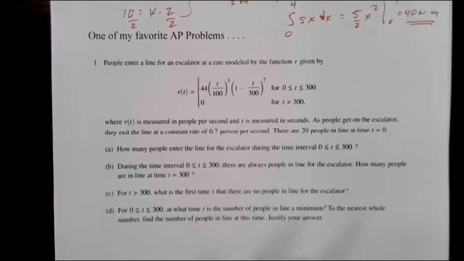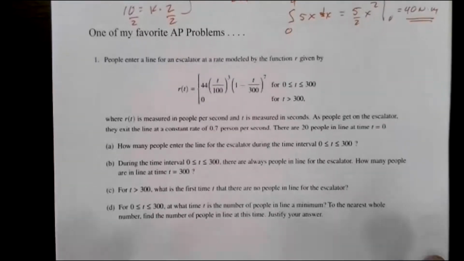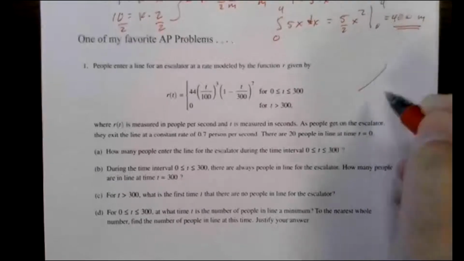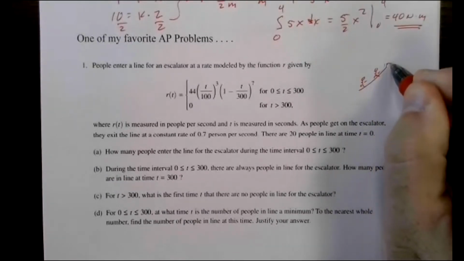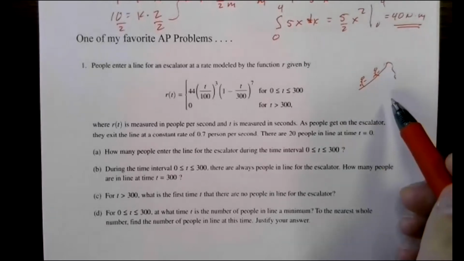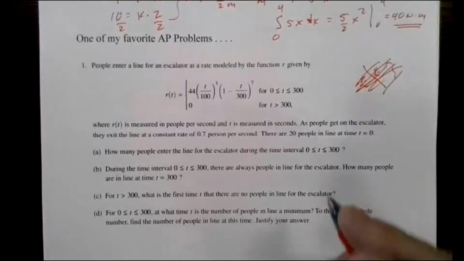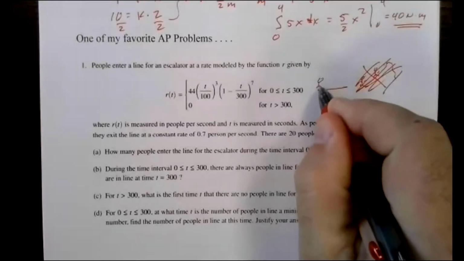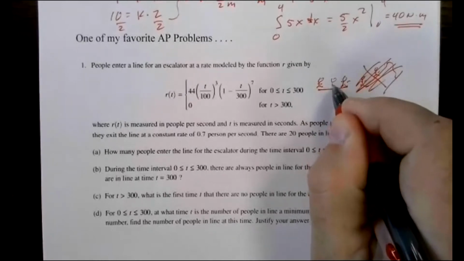And then one of my favorite AP problems. People enter line for an escalator. So now my brain went, oh, escalator, they're getting on the escalator, and all the people are coming up here and they're on the escalator and now they're gonna fall off. And my brain totally shut down. The funny part is, that's got nothing to do with the problem. People get online for the escalator. They're just getting online. Eventually they're getting off the line and on the escalator.